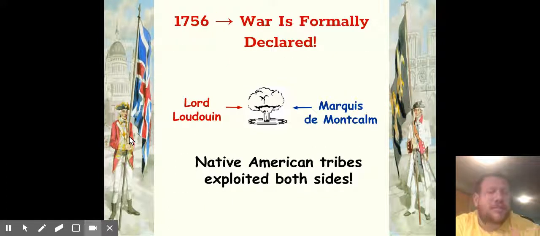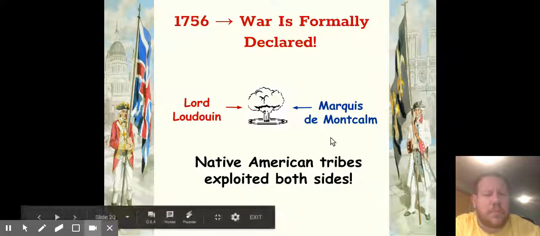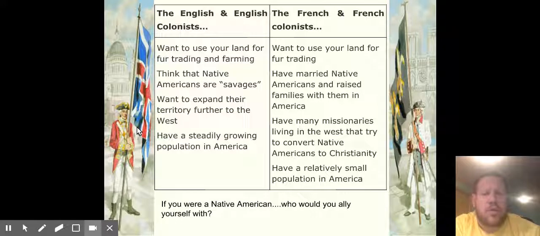War actually doesn't get declared until 1756, and Native American tribes exploit both sides, deciding who they're going to work with, who they're going to side with. So you have Lord Loudon on the British side, you have Marquis de Montcalm on the French side, and Native American tribes decide who they're going to work with. So the English colonists, the Americans, have this choice, right? The English colonists want to use their land for fur trading and farming. They think the Americans are, quote-unquote, savages.